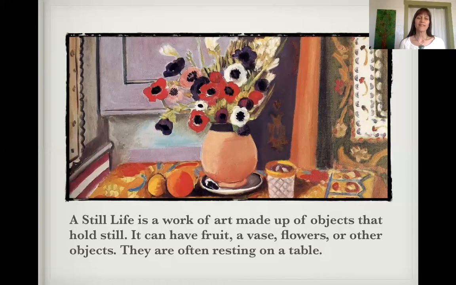A still life is a work of art made up of objects that hold still. It can have fruit, a vase, flowers, or other objects. They're often resting on a table. So look, you can see the vase, the fruit, the flowers, and a great big table.